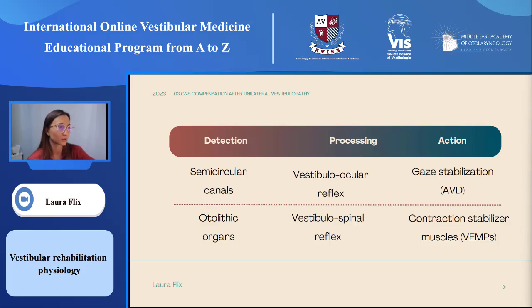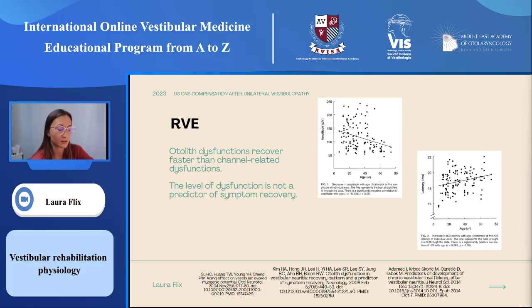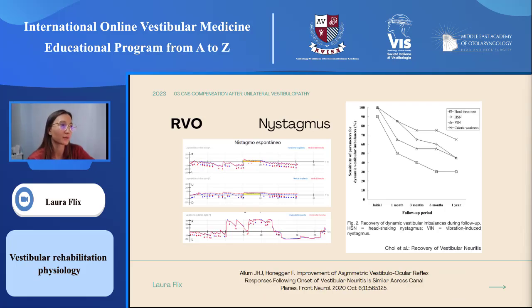So just to start, I will start with the vestibulospinal reflex just to know where we are. This otolith dysfunction will recover faster than the canal-related function, and it's true also that the level of this dysfunction is not a predictor of symptom recovery, so it won't be the real focus of vestibular rehabilitation. And it's also true that it reduces with age, so it will also be a natural evolution to have less functionality of this reflex. But then we have the vestibulo-ocular reflex. Well, we have the static nystagmus that will also be naturally reduced, but not that well, as a natural evolution.